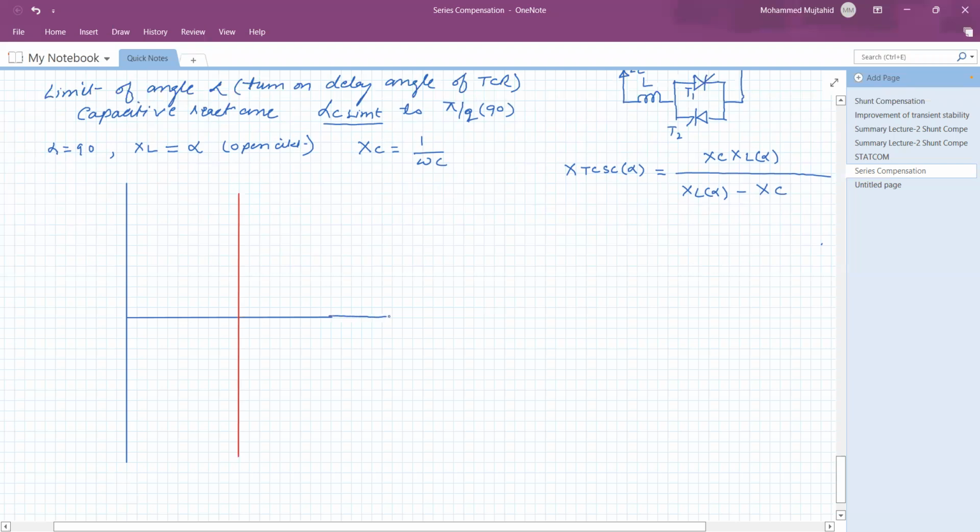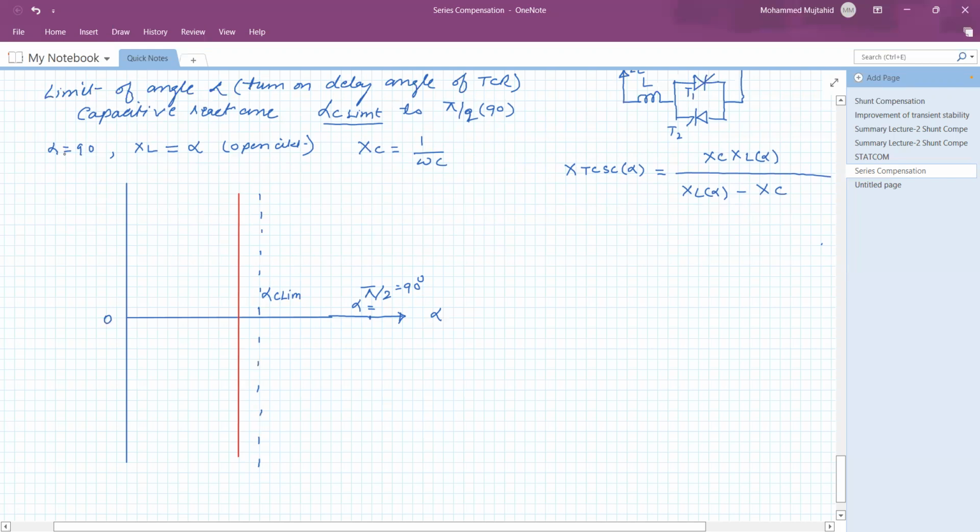Say this is the axis of angle alpha. This angle alpha is equal to 0. And somewhere there is a resonance condition. So we will write here, this angle is equal to pi by 2, or 90 degree. So alpha is equal to 90 degree. And somewhere here there is a point where the resonance is going to occur. So this value is alpha C limit, this one.